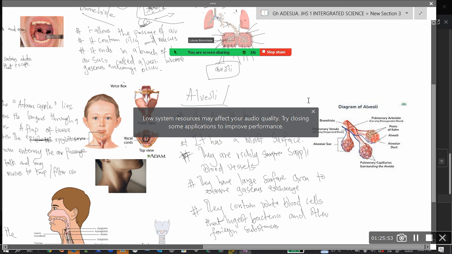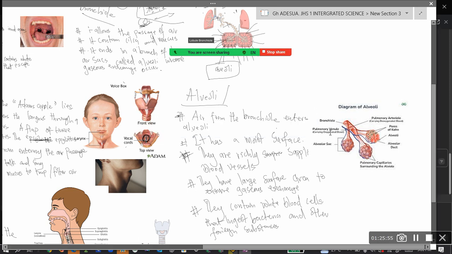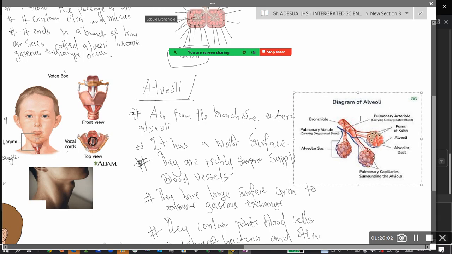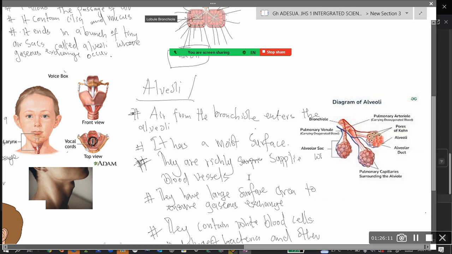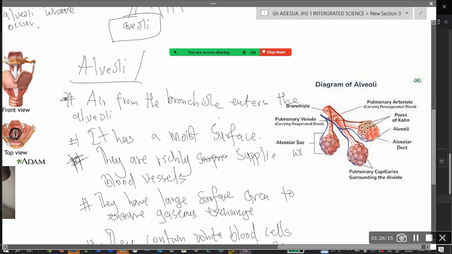So now let's take the points one by one. Air from the bronchus enters the alveoli. That is true. It has a moist surface, which means it has a very soft, moist surface, right? They are also richly supplied with blood vessels. You can see blood vessels all around this. When we talk about blood vessels, we mean the veins, the capillaries, and the arteries, all those tubes that blood passes through.